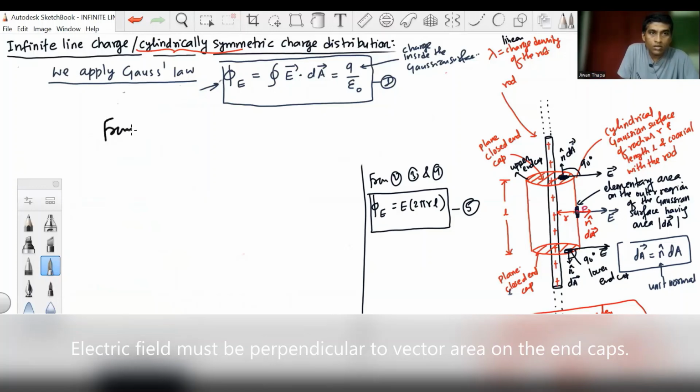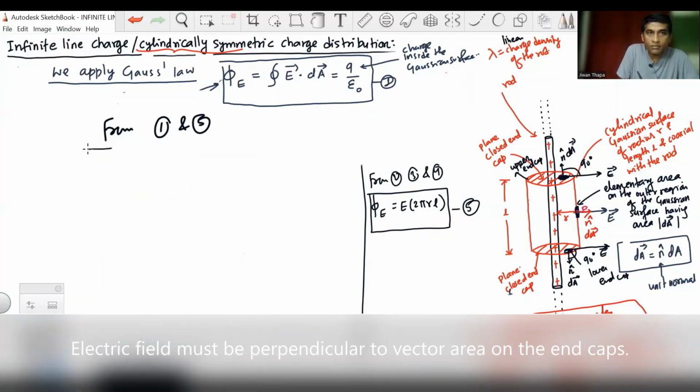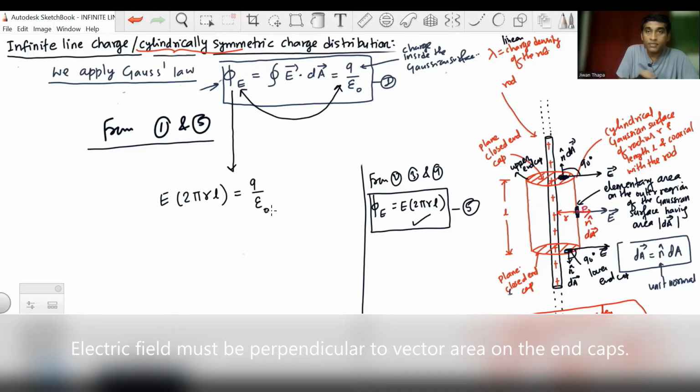Now from 1 and 5, we find E times 2 pi RL equals Q divided by epsilon naught, and this Q is the charge inside the cylindrical Gaussian surface. So what we do, we write E equals Q by 2 pi epsilon naught R L, where R is the radius of the cylindrical Gaussian surface, and L is the length of the cylindrical Gaussian surface.